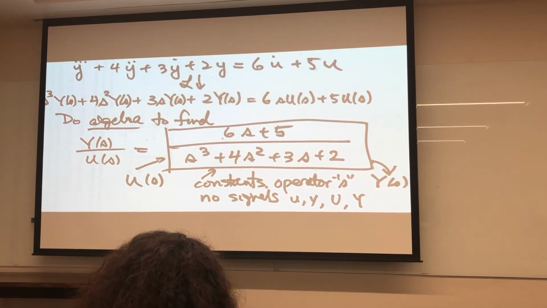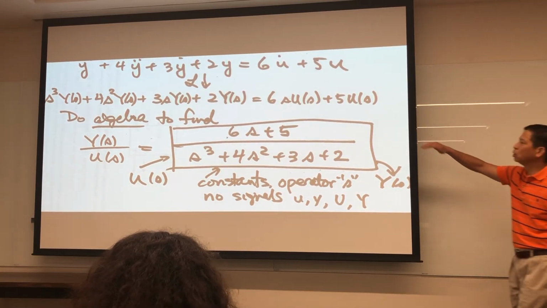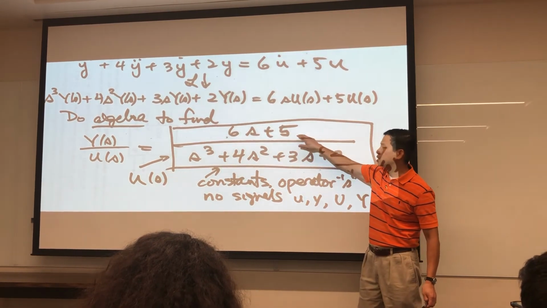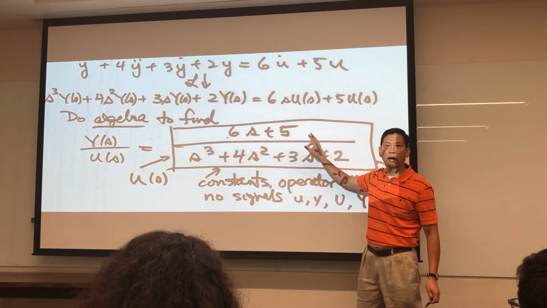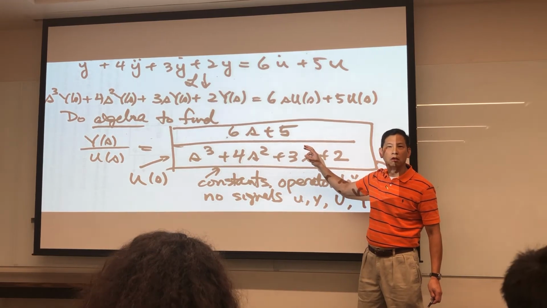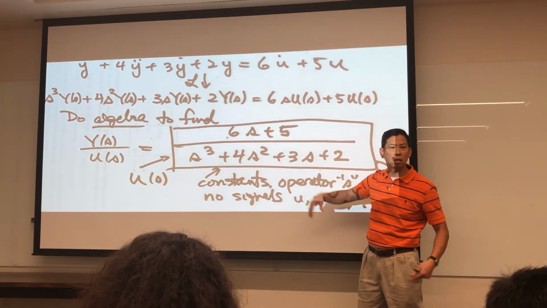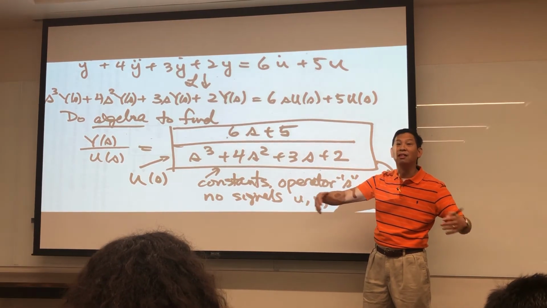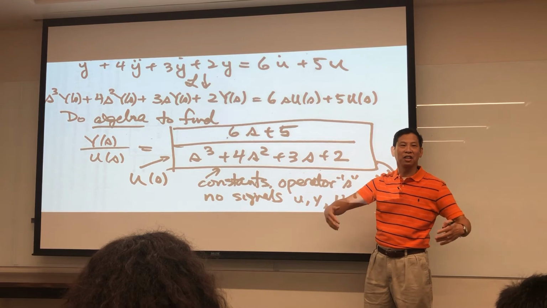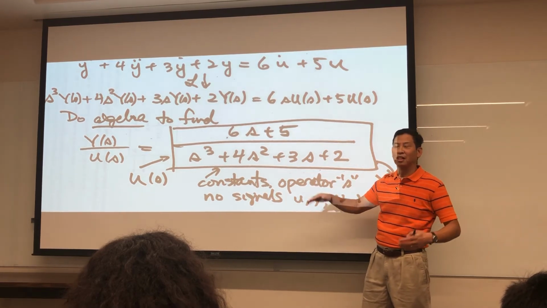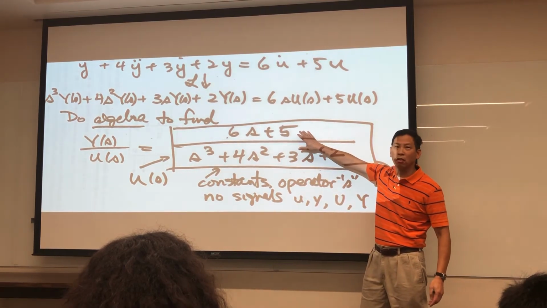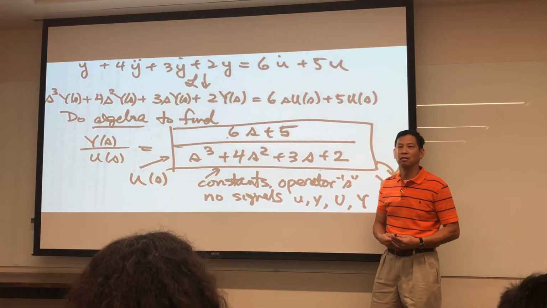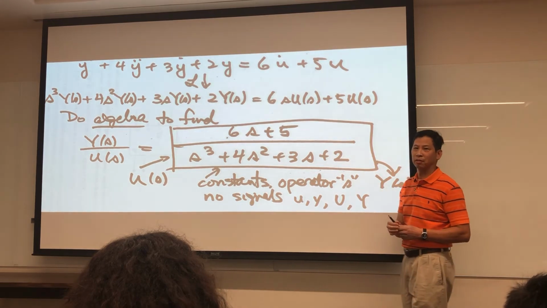If we do our algebra to get from this step to this step, and somehow at the end result we see some signal names floating around in there, our conclusion is, if in our box we see some signal names, we made some mistake. Okay? And we just need to back up a little bit.